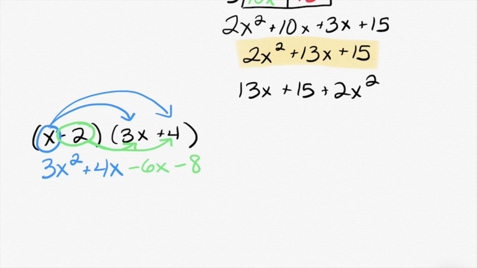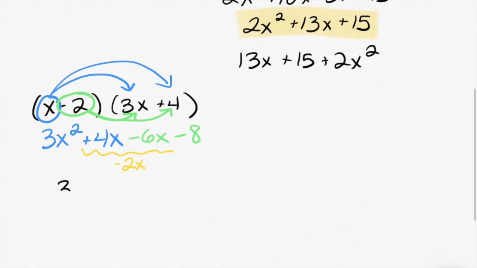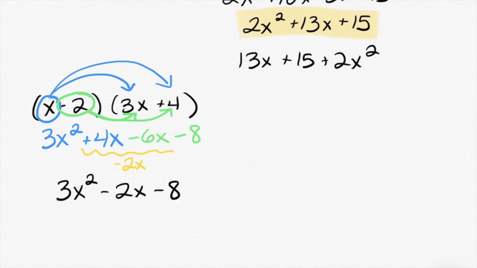And then the last question I ask myself is, is there anything that can be combined? Good. The 4x and the minus 6x can be combined to give me, there we go. Which means my final answer is, beautiful. I think this is a much better way to solve the problem.